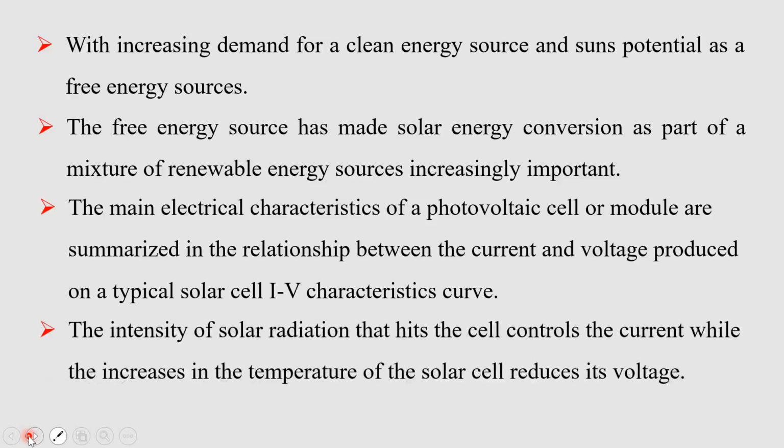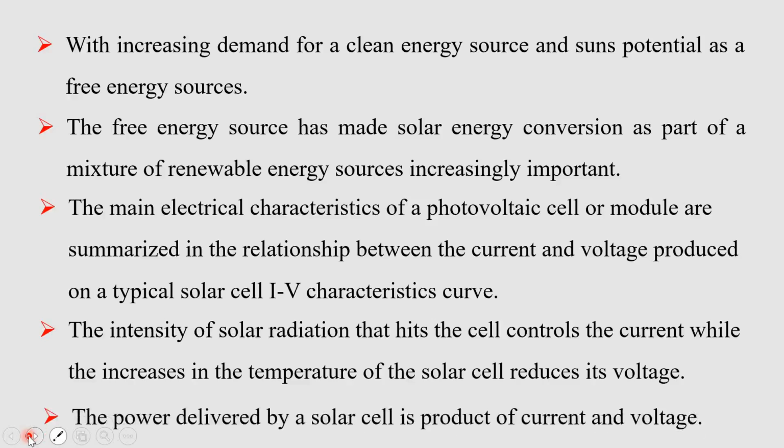The intensity of solar radiation that heats the cell controls the current, while an increase in the temperature of the solar cell reduces its voltage. This means that as the temperature increases, the voltage is reduced. The power delivered by a solar cell is the product of current and voltage.